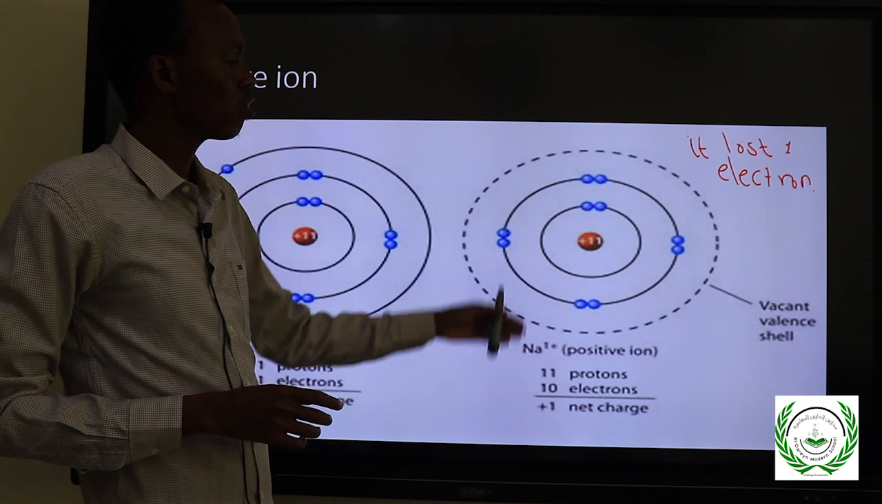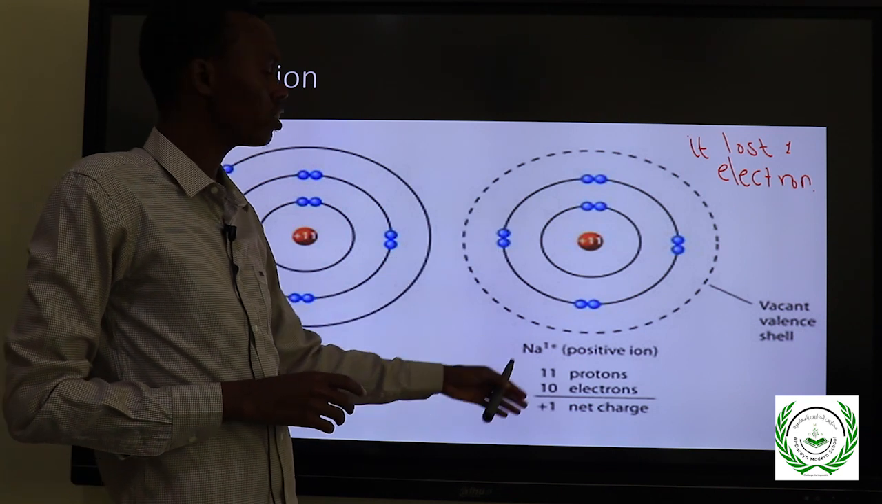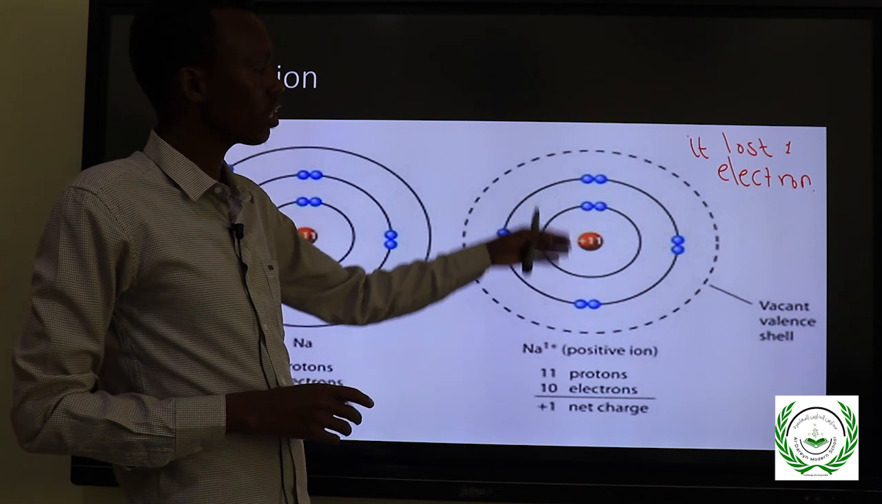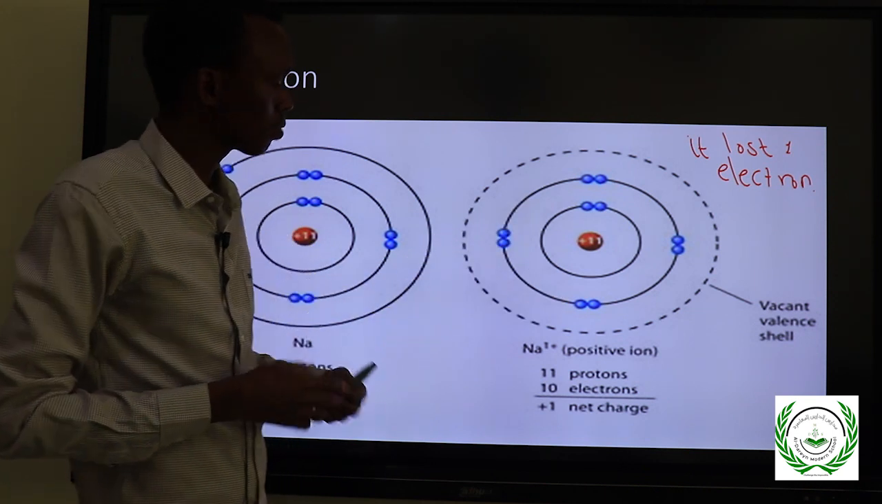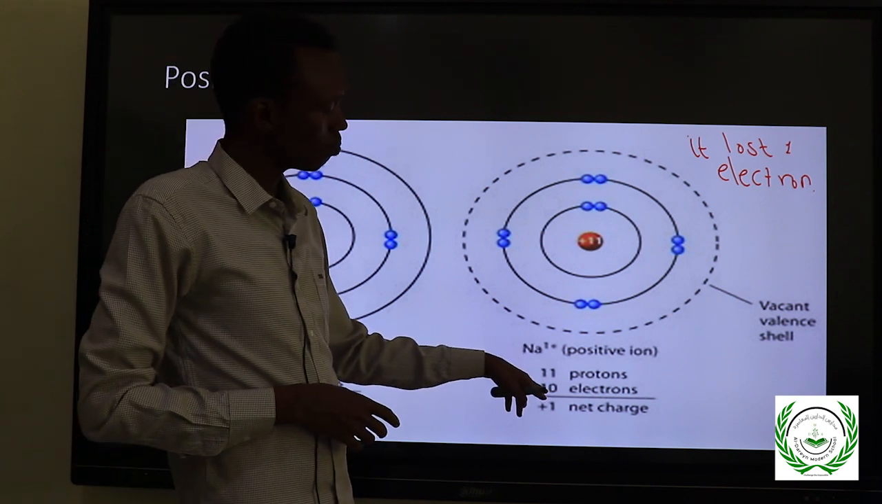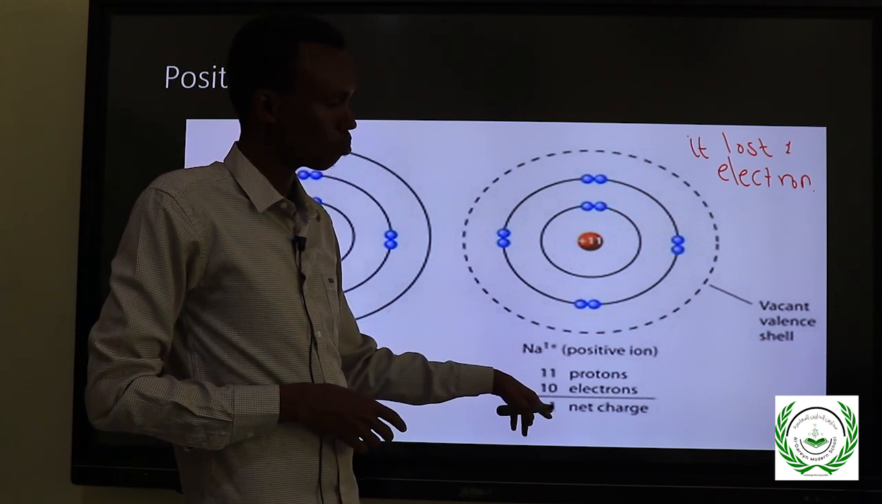Whenever it loses an electron, it becomes positively charged, and the reason is because the number of protons and electrons in that atom will be different, will change. So for example, 11 minus 10 is plus 1.